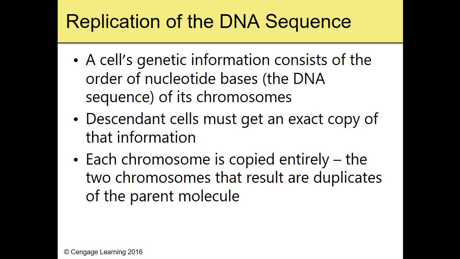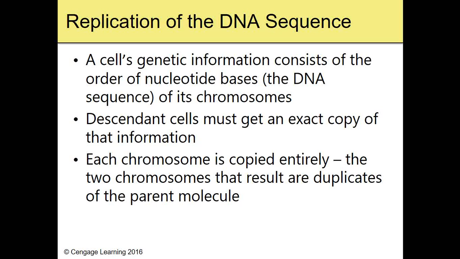And so all of the cells that are coming from that parent cell need to get an exact copy of that information. If they don't, they're not going to have the right recipes for how to make a protein. They're not going to have the right recipes for how to make a human. And so it's fatally important that we get an exact copy of this information.